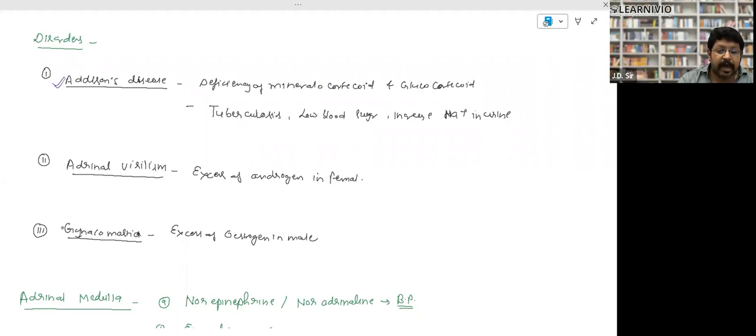Gynecomastia. Excess estrogen is secreted in males, hence mammary gland development takes place in males. That is called gynecomastia, right?